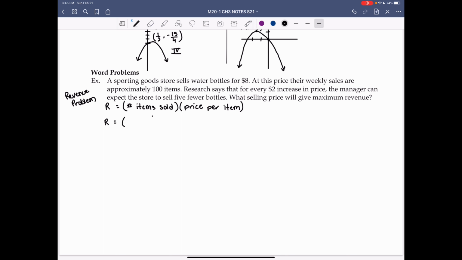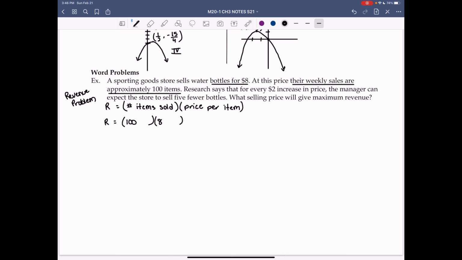When we have questions like this, where we're going to change the price and the amount sold, we're going to have two binomials, so two sets of brackets, just like we did above. The beginning of each bracket is going to be the starting amount. Their weekly sales are approximately 100 items. So that's the starting amount for number of items sold. And then for price, the water bottles are $8. That's the starting price. So that goes at the beginning.